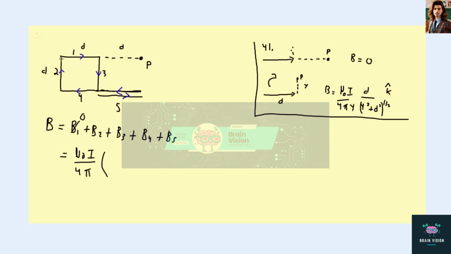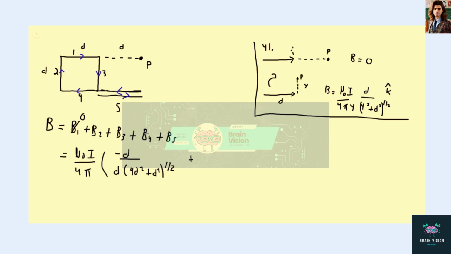Now B2, so this has a length of d, so d equals d in this expression. And then it's a distance of 2d away from point P. So y here is 2d. So we have d over d, and then y is 2d, so 2d quantity squared is 4d squared, and then we have another plus d squared to the 1/2. And then if we are careful with our signs, check the right-hand rule, this should have a minus sign. So this is the B2 term, and we're just doing the exact same things for all the others.